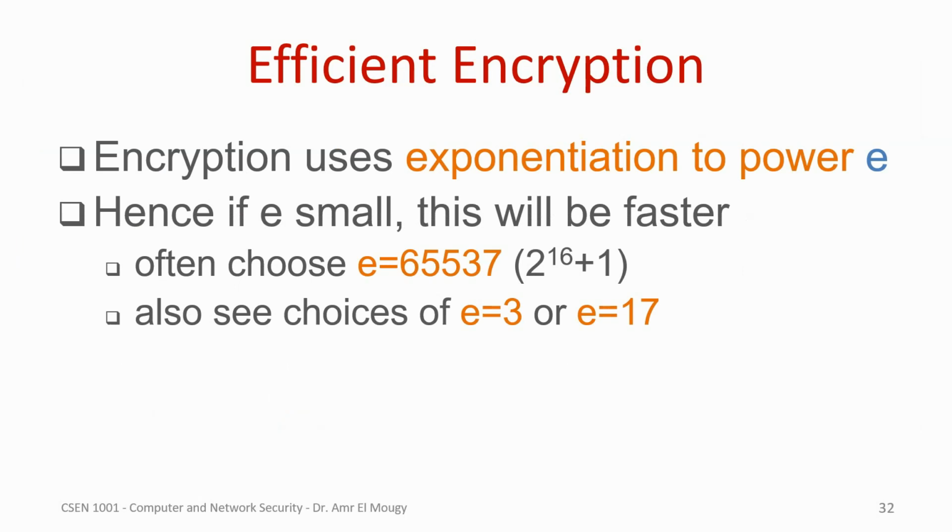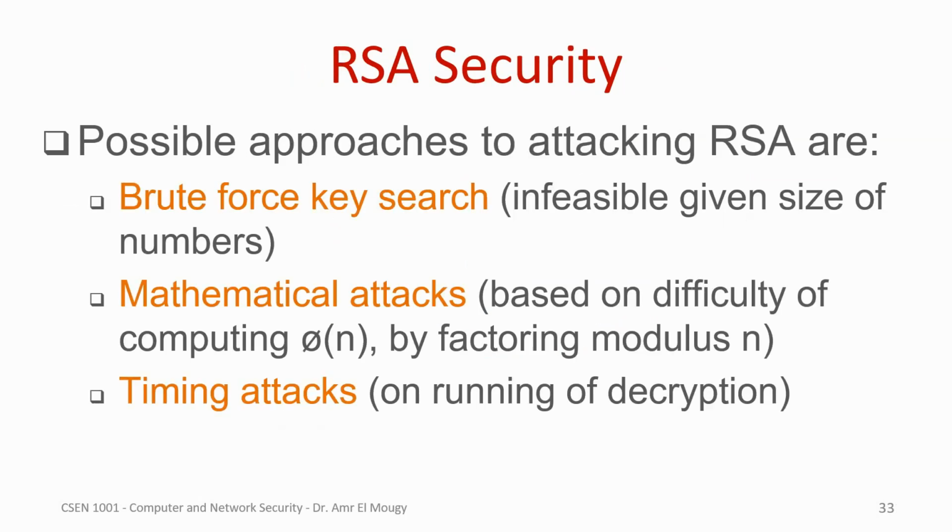For choosing the value of E, obviously it has to be relatively prime to phi of n, and so typically we choose prime numbers. But again, if you choose a small value of E, the algorithm will be faster, but it will be less secure. One value of E that is very popular is 65,537. It's a prime number. I don't actually know if it's a prime number or not, but it is a number that is used a lot.